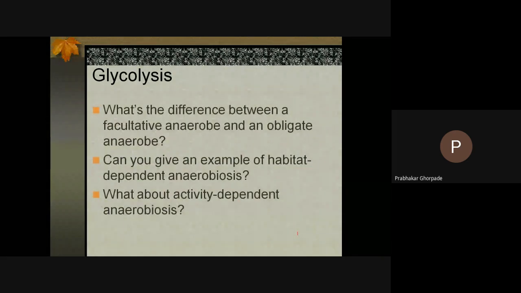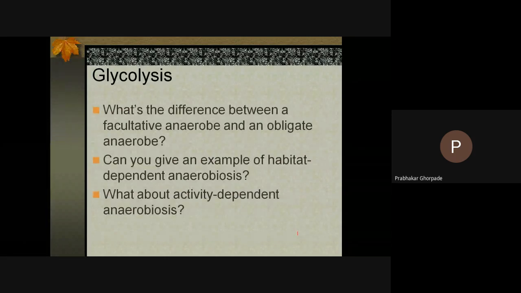So what is the difference between facultative anaerobes and obligate anaerobes? Facultative anaerobes can function in the presence of oxygen as well as in its absence. Obligate means compulsory: non-oxidative conditions should be there, meaning oxygen should not be present.